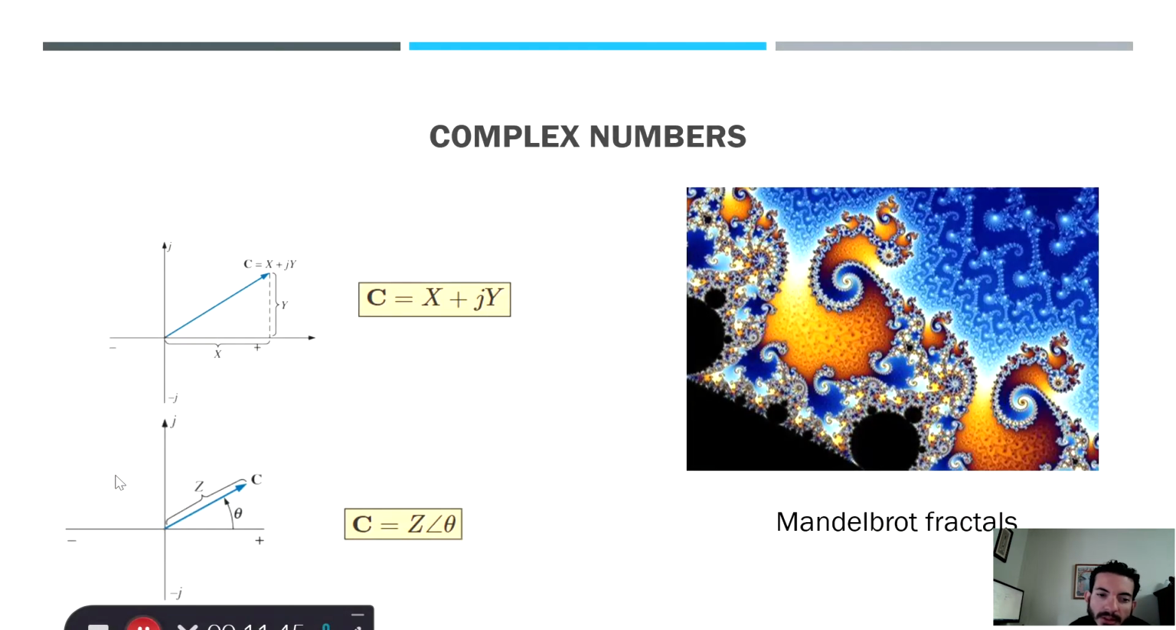So complex numbers are very useful, and they opened a whole branch of mathematics that was not even considered before. One of those things is called fractals, more specifically Mandelbrot fractals. I'm sure you've heard of fractals before. Fractals are very interesting objects where if you zoom into the object, you'll see the same object at a reduced scale.